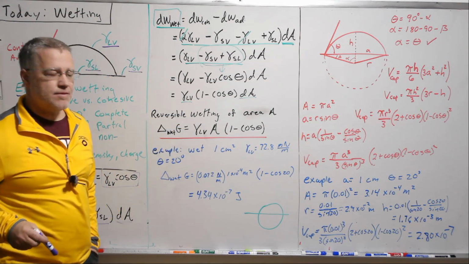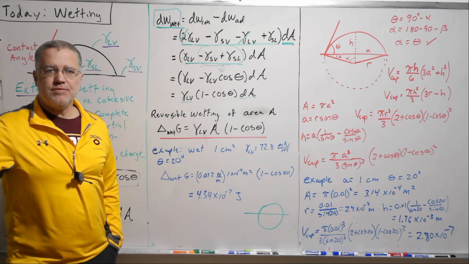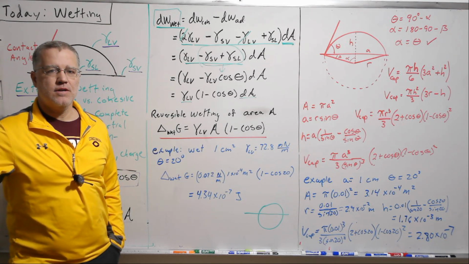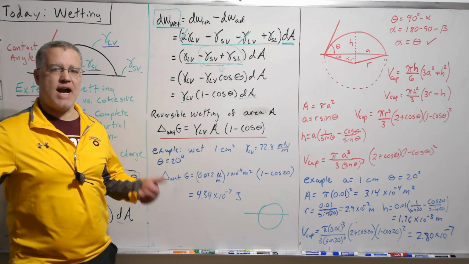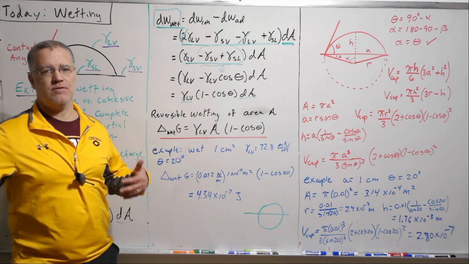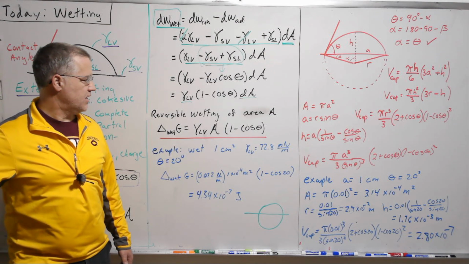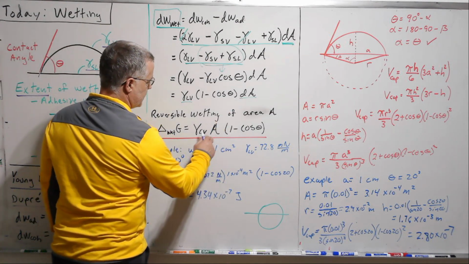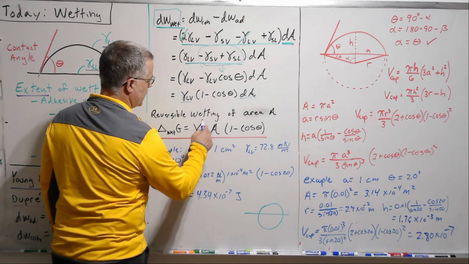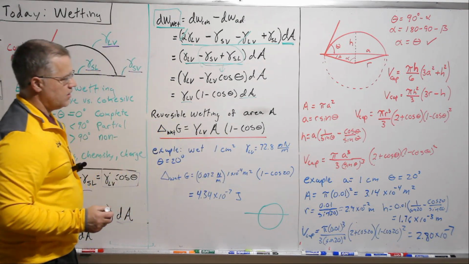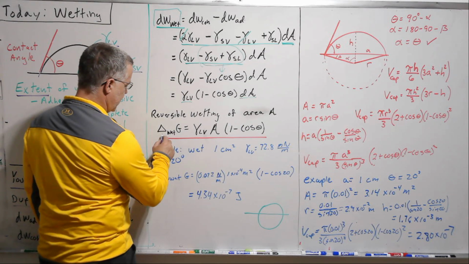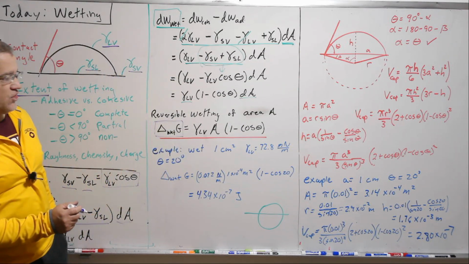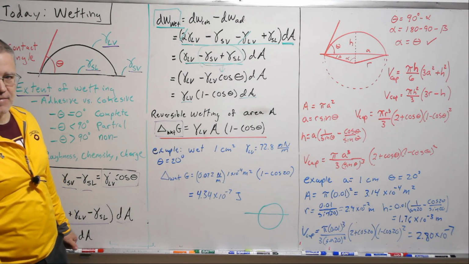Then we have talked about the fact that the Gibbs free energy is the non-pressure volume reversible work, or maximum work. It's the energy available to do non-pressure volume work. So that's going to be the maximum work. And so we simply integrate this up to the full area, and we get an expression here now for delta G of wetting.